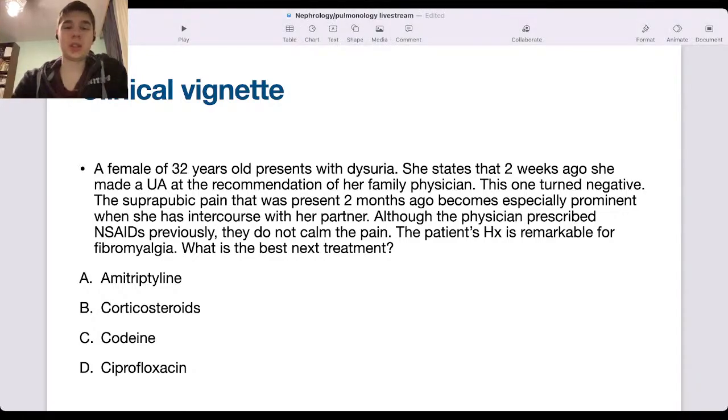So let's resume a bit. This patient has a negative urinalysis. She has pain at the level of the bladder that becomes prominent with intercourse. It does not cease with NSAIDs. Also, she has fibromyalgia. This clinical presentation is typical for interstitial cystitis. As we know, interstitial cystitis is an exclusion diagnosis. Therefore, the treatment is usually symptomatic, but if the patient is resistant, as in this case where NSAIDs do not work, we go for amitriptyline.